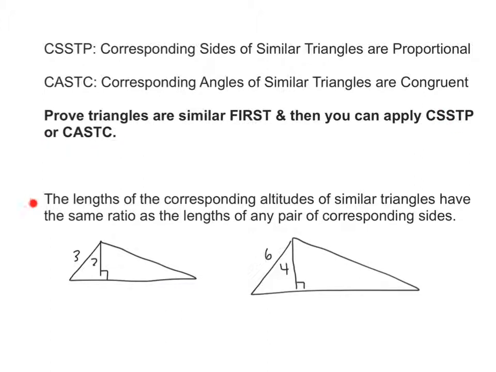So here's something that we talked about a little bit. The lengths of the corresponding altitudes of similar triangles have the same ratio as the lengths of any pair of corresponding sides. So for example, I can say, okay, 2 to 4 are the ratio of the altitudes, right? Because I have 2 to 4. And we want to check, is that equal to 3 over 6? Well, I think that a half is equal to a half. All right, so that shows that the lengths of the corresponding altitudes, these two here, have the same ratio as any ratio of the given proportional sides.